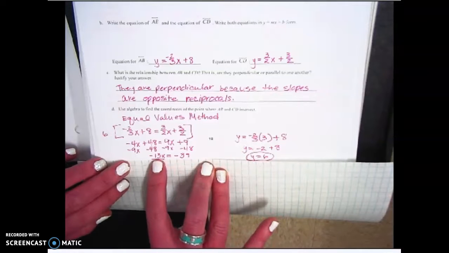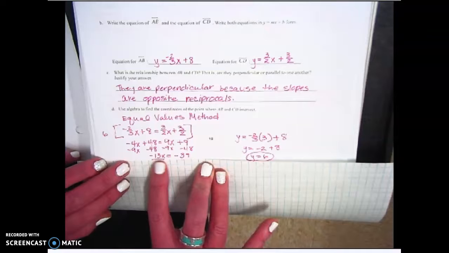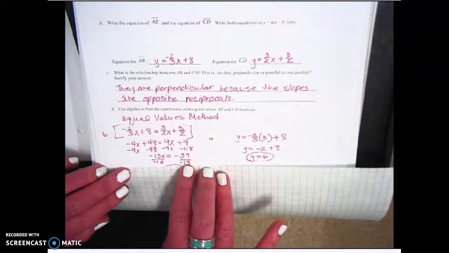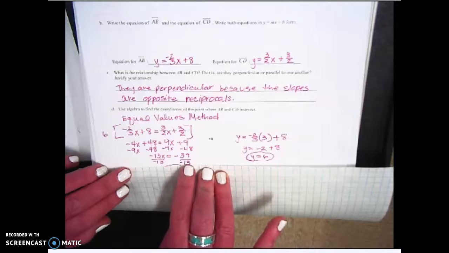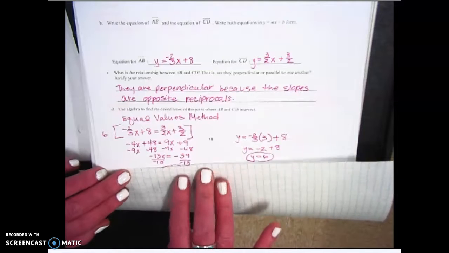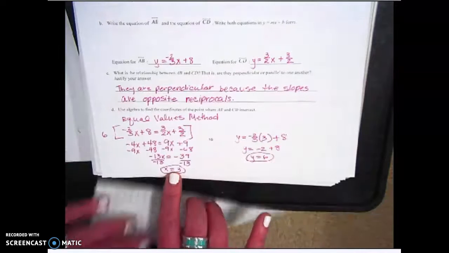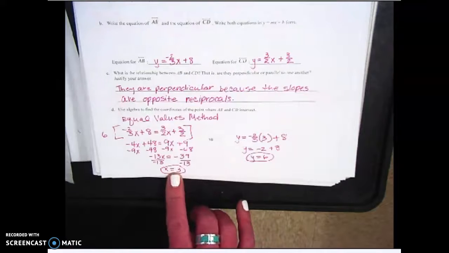What is the inverse operation of multiplying by negative 13? Dividing by negative 13. And a negative goes into a negative, makes it positive, and then 13 goes into 39 3 times. Okay, so that's our x answer. Now we just need the y answer.